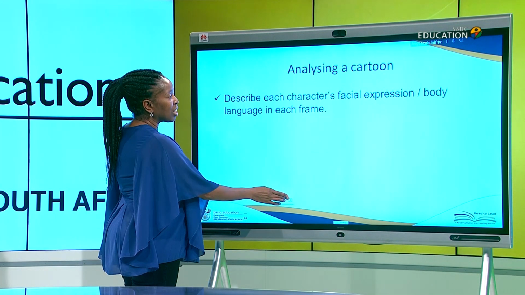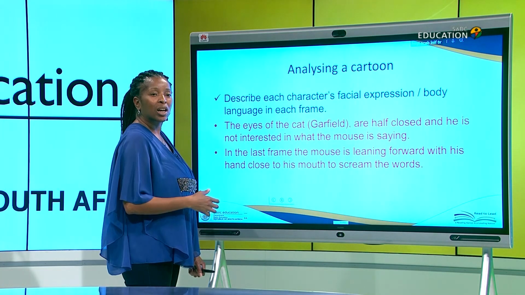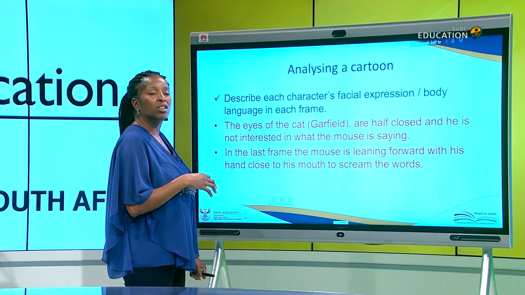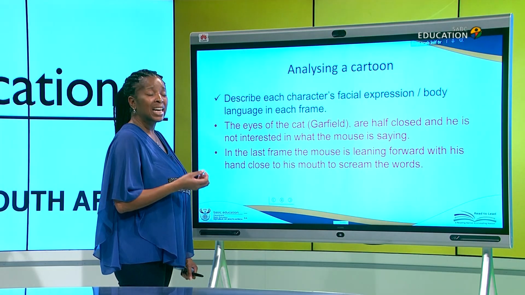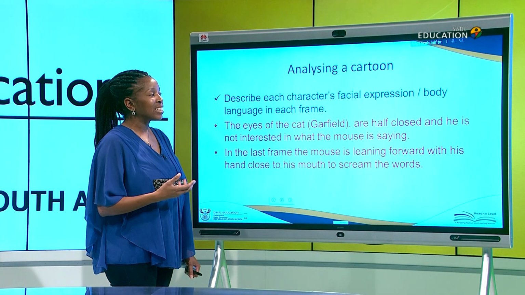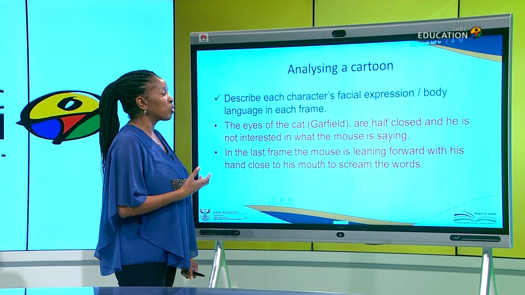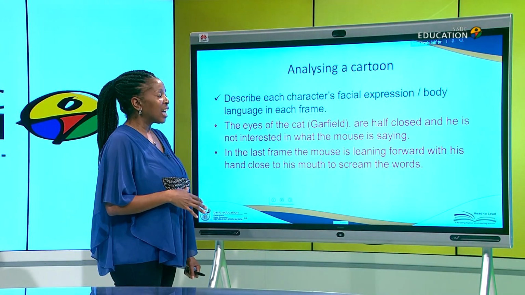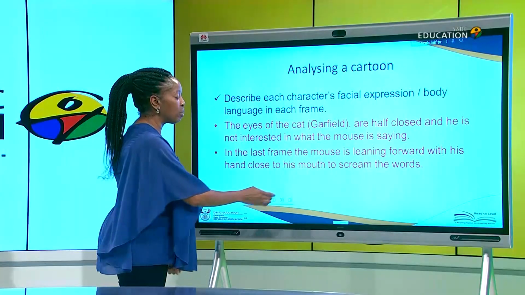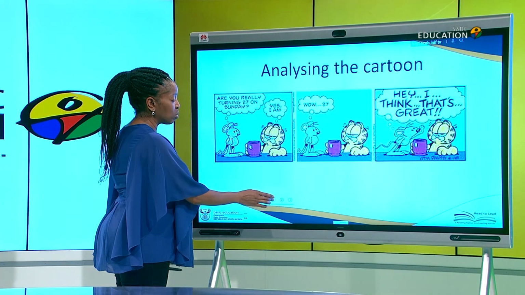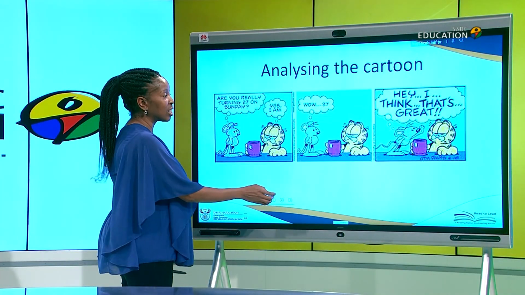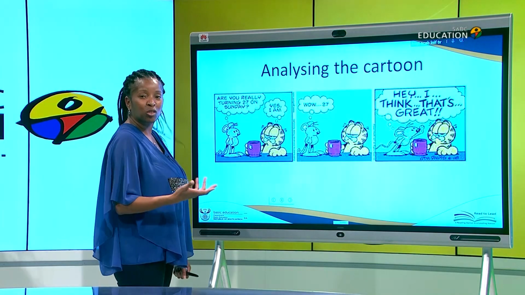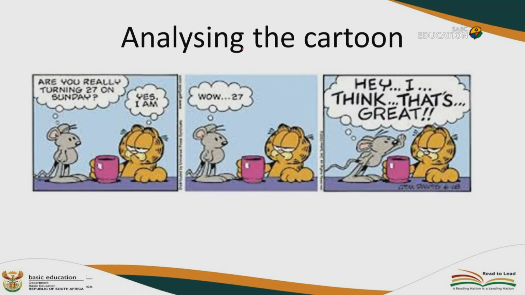Describe each character's facial expression or body language. If you've been paying close attention to the cartoon itself, you'll know that the cat, Garfield, his eyes are half closed and he's not interested in what the mouse is saying. And in the last frame, the mouse is leaning in towards him to try and shout the words that he's saying. Let's look at the cartoon actually for more understanding.